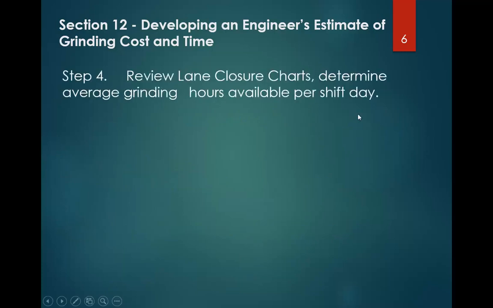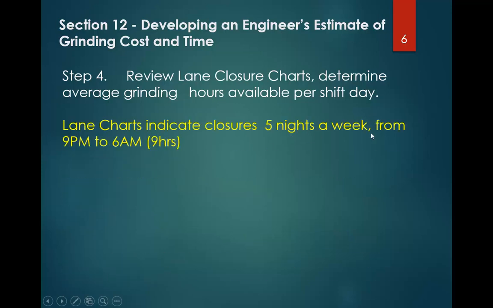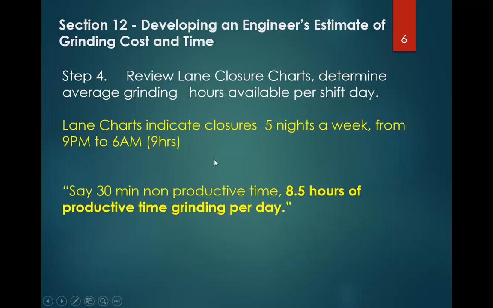Review your lane closure charts and determine your average grinding hours available per shift per day. So our charts indicated 5 nights a week, and we could take a closure from 9 o'clock at night to 6 in the morning. That's 9 hours. And we're going to knock off a half an hour and call that 8.5 hours for productive time grinding. That's the grinder out in the lane grinding or moving on to the next grind.